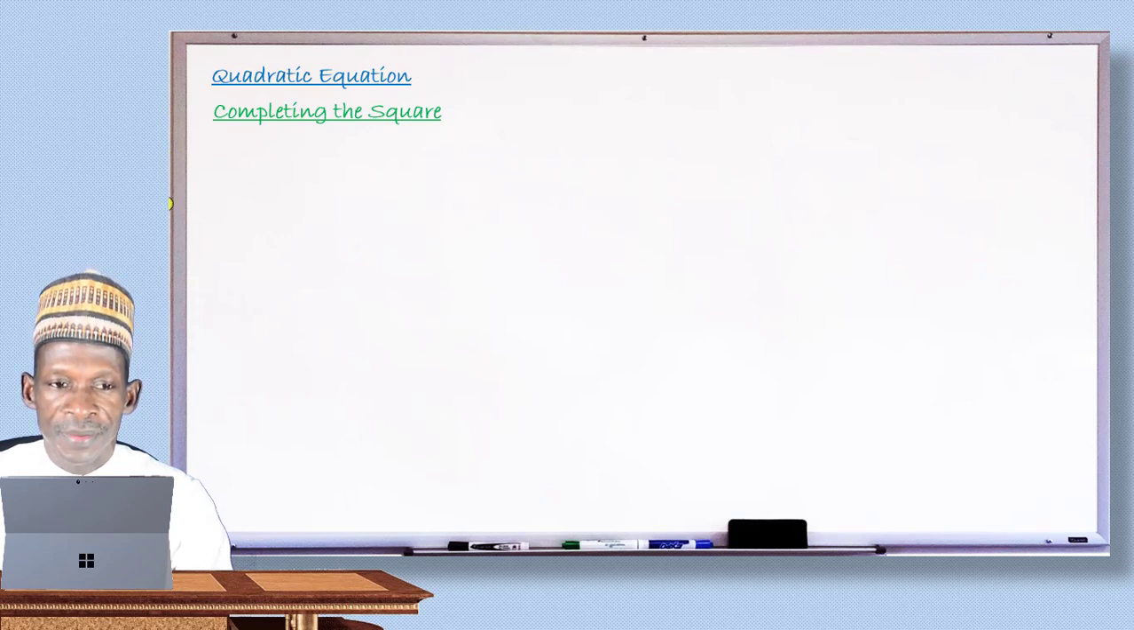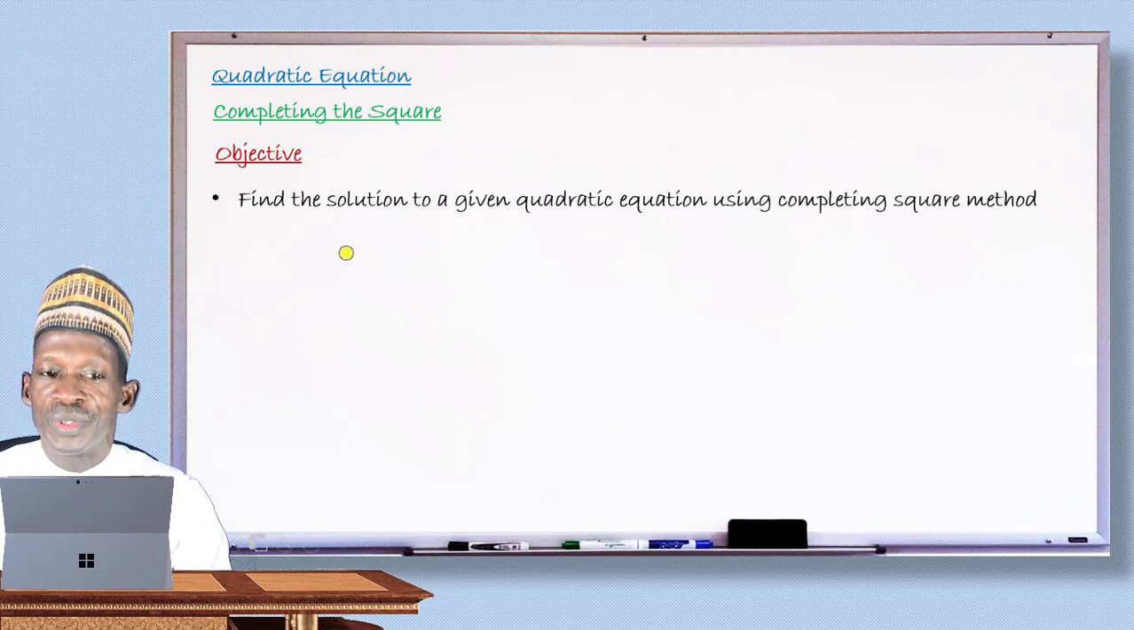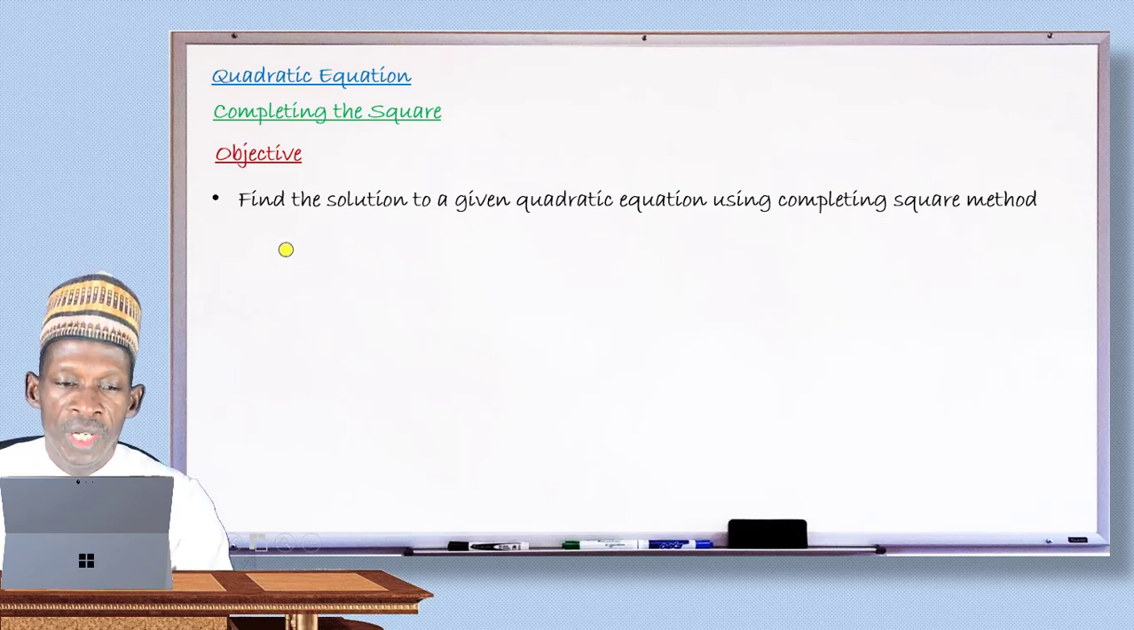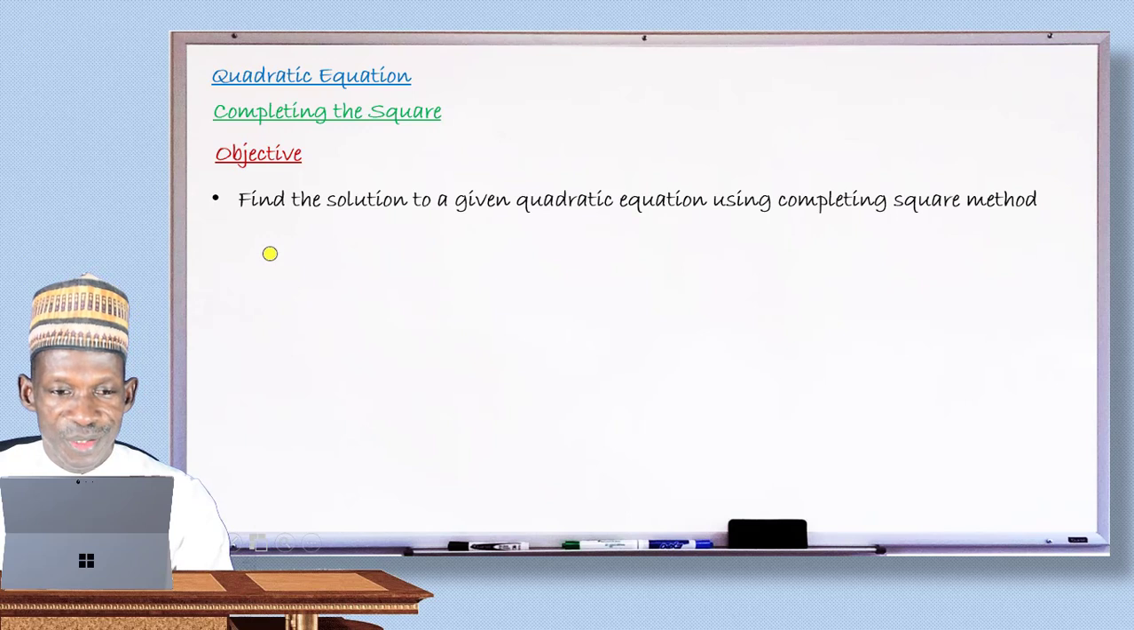So let's begin. After completing the lesson today, my dear student, you will be able to find the solution of a given quadratic equation using the completing the square method. This is what I hope you'll be able to do after completing the lesson today.